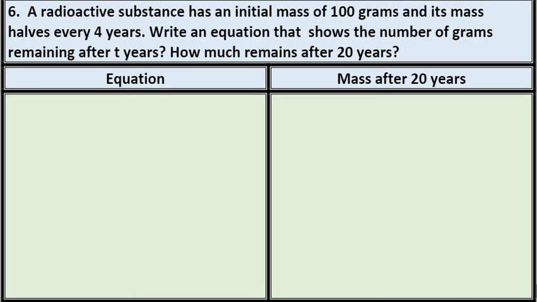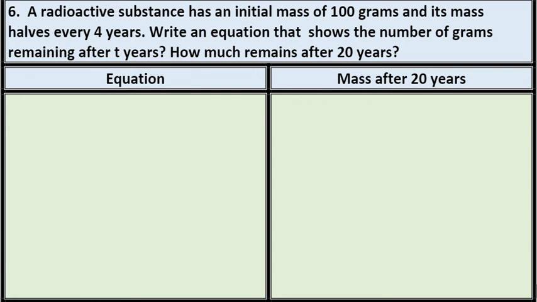So, as I said, I would do number 6, and my expectation is that you're supposed to do number 5. That's the deal. So, for number 6, a radioactive substance has an initial mass of 100 grams, and its mass halves every 4 years. Write an equation that shows the number of grams remaining after t years. And then use that information to find out how much remains after 20 years.